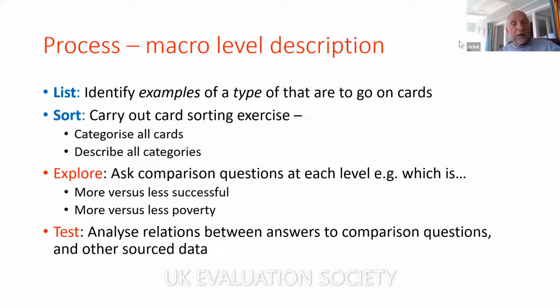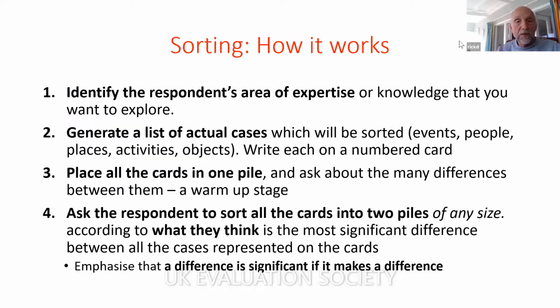What I'm going to be explaining now is the process of doing hierarchical card sorting, and I'm going to focus initially on the central part of it, which is listing and then sorting. Then I'm going to talk about the additional things you can do, which I've put under the title of exploring and testing. I won't say any more about that now, and I'll proceed straight into the description. So how does sorting work?